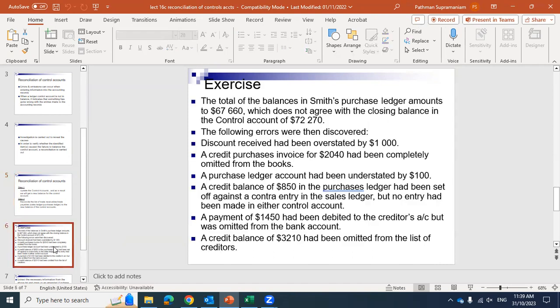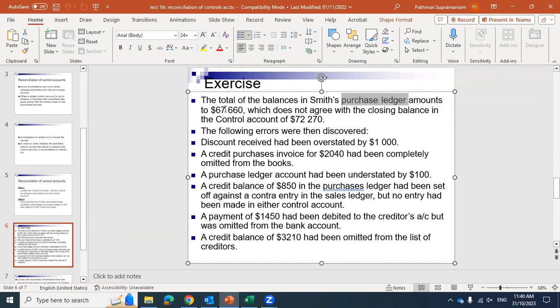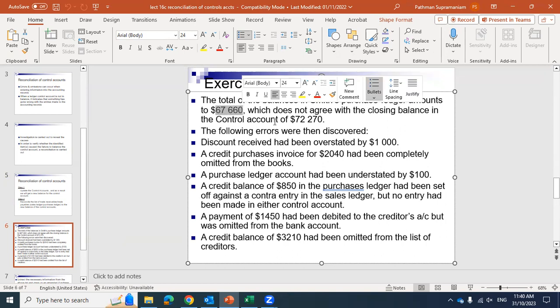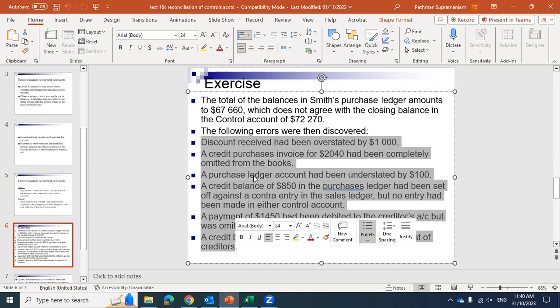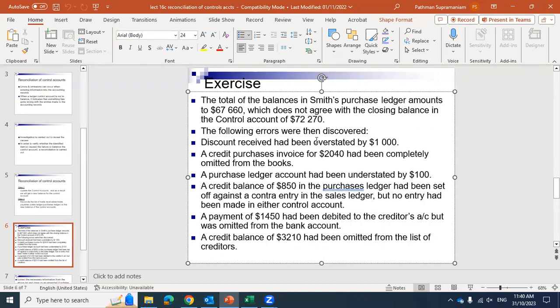Here's an example. In this example, the total of the purchase ledger shows this amount, 67,660. But the purchase ledger control account shows a different amount. Obviously these two are not the same amount. So the question has to give you all the different errors which took place. And here they are. What we need to do is analyze each of these errors.